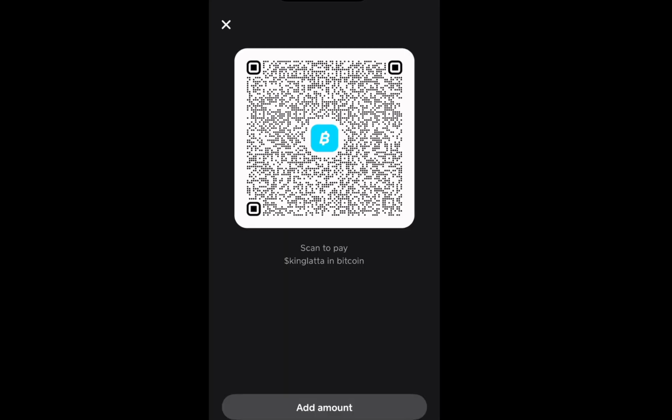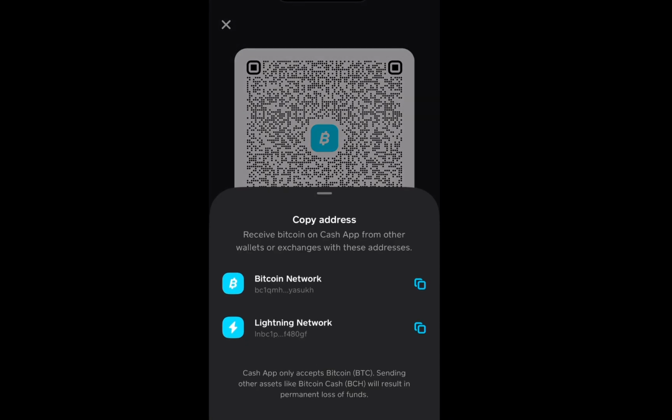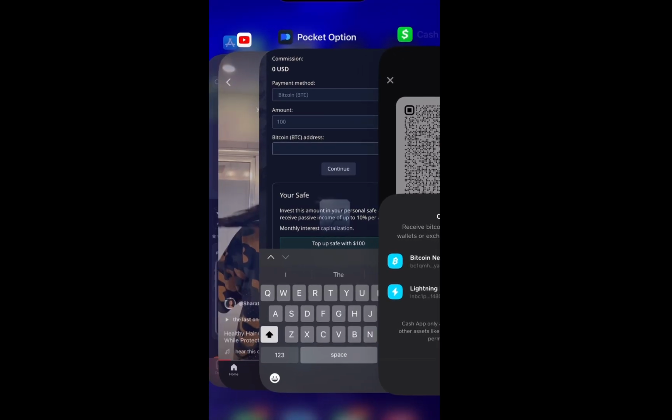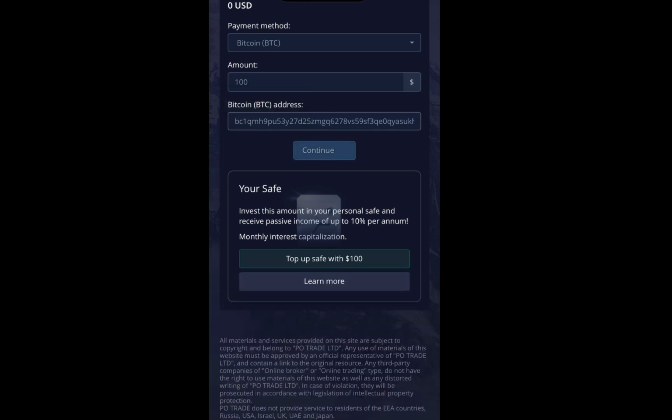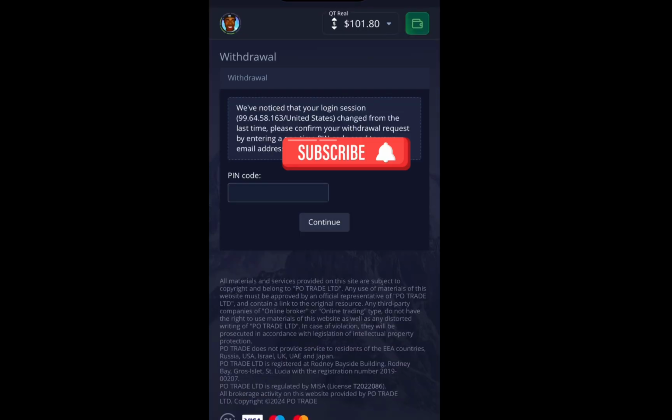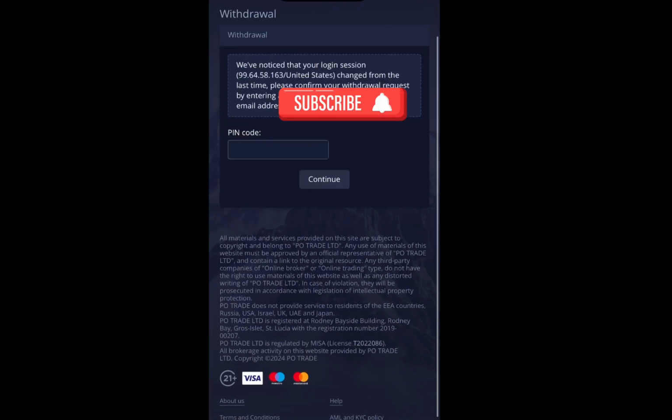And now this is the important part, guys. You would just tap the QR code, and you would want to get this Bitcoin network, okay? Not the Lightning network. You want to get the Bitcoin network, and you just copy that like that. Go back to Pocket Option and simply press paste, continue. And guys, don't worry, this address, you won't be able to do anything with it because it is only valid for like a couple of hours. But then you would go to the email address that the code was sent to and put in the PIN number.